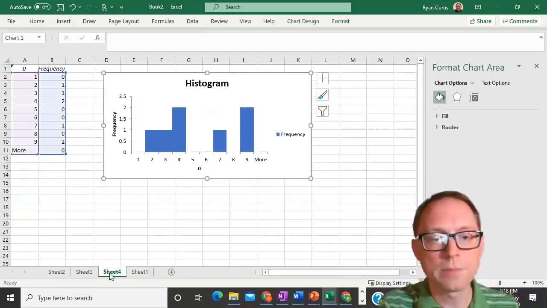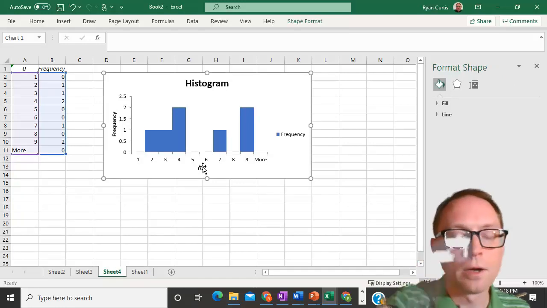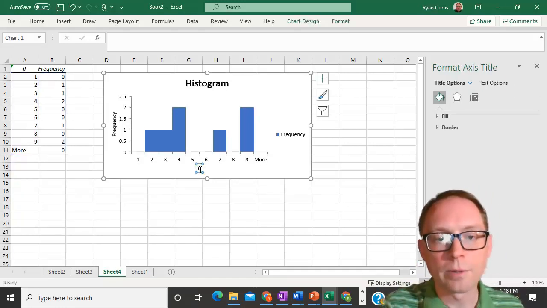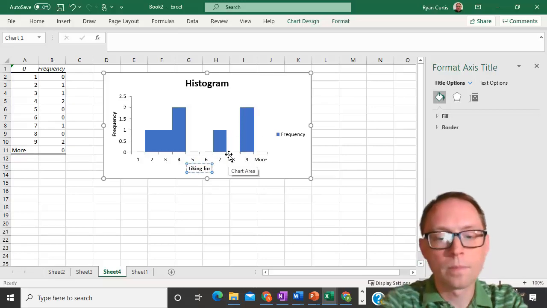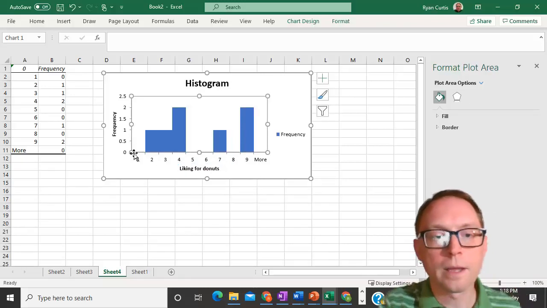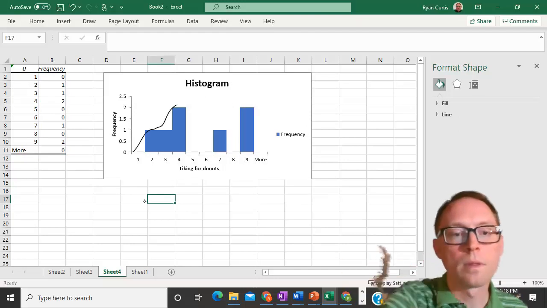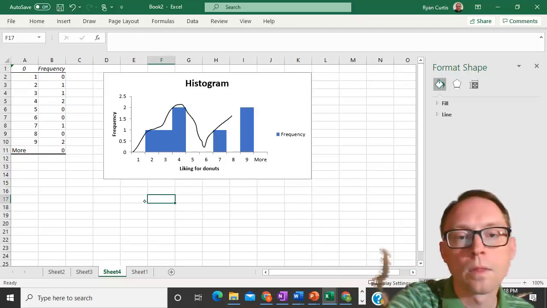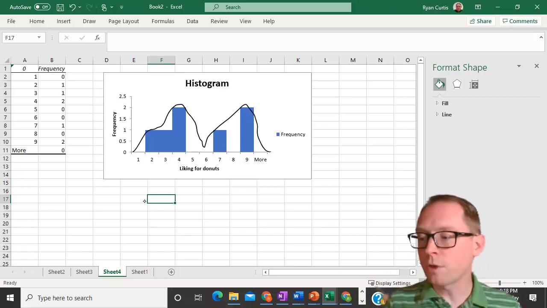Let's go ahead and look here at the histogram for liking for donuts. Let me go ahead and label it for you. All right, liking for donuts. For this one, let's go ahead and draw. We would go back down again and back up. Good. So here's a couple of questions.